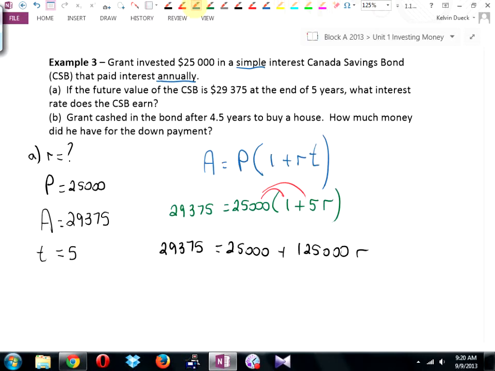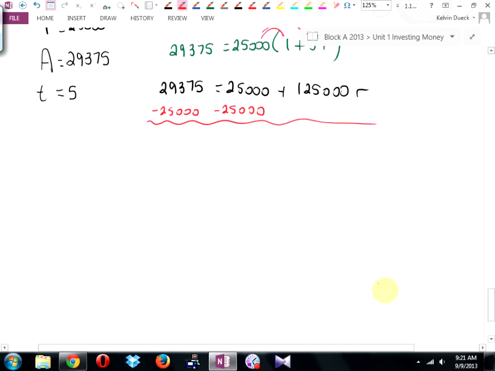Now what? What's the 125,000 doing to the R mathematically? Adding, subtract? Okay, so I'm going to be dividing, but I'm going to do that last. I got to deal with that 25,000 first. Minus the 25,000, yes. And I'll get, holy smokes, I think I can do this in my head, because 29,375 minus 25,000, I think it's going to be 4,375? Woohoo! Equals 125,000 R.